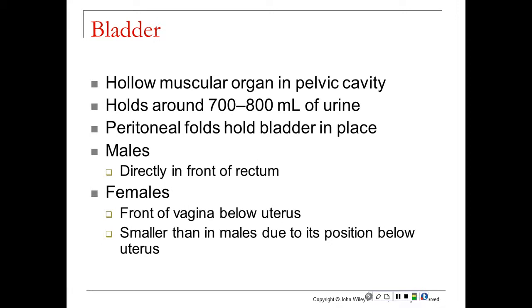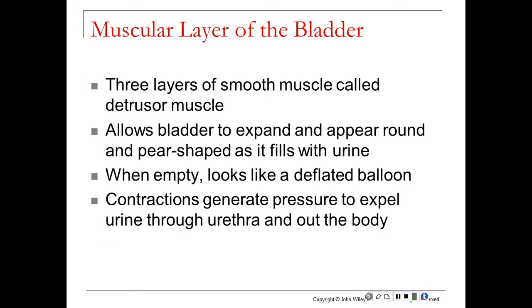In males, the bladder is located directly in front of the rectum, whereas in females it's just below the uterus. It's smaller in females than in males because of its position, having to make room for that uterus. There's actually 3 layers of smooth muscle related to the bladder. It's called the detrusor muscle. This is the muscle that allows your bladder to expand and appear round and pear-shaped once it's filled with urine.